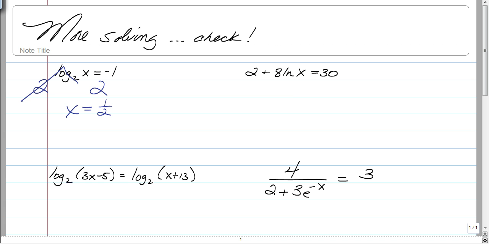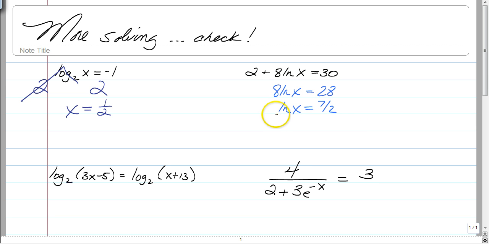Next example, first thing you got to do is subtract 2 from both sides. That's going to give you 8 natural log of x is equal to 28. Now you're going to divide both sides by 8. So you're going to get the natural log of x is equal to 7/2.